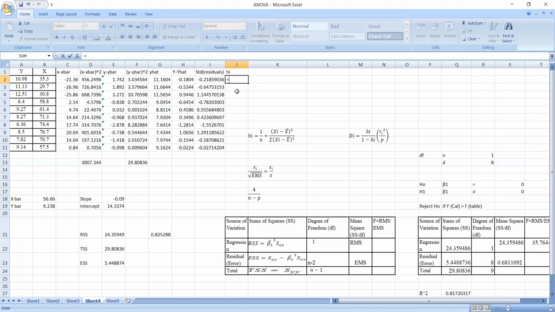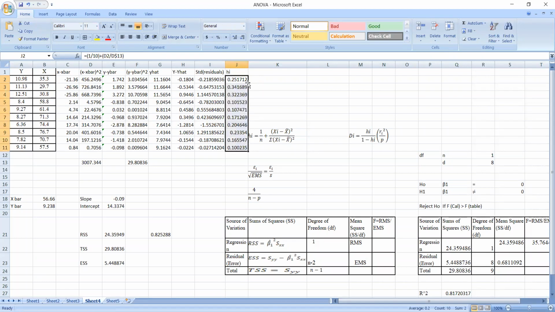If you look at the equation, let's substitute to find the leverage values. You have 1 over 10, that is the n value, plus xi minus x bar squared. We have calculated the x minus x bar squared value, so we just substitute this. You divide by the summation of xi minus x bar squared. The xi minus x bar squared column is this, and the summation is 3007.344. That also we have calculated. For every observation, we have to do the same thing.